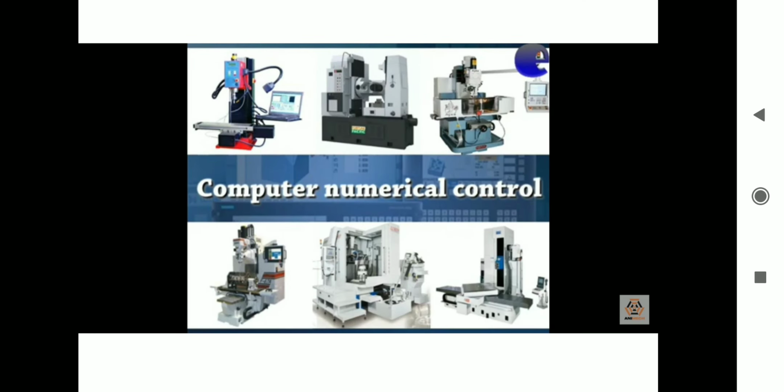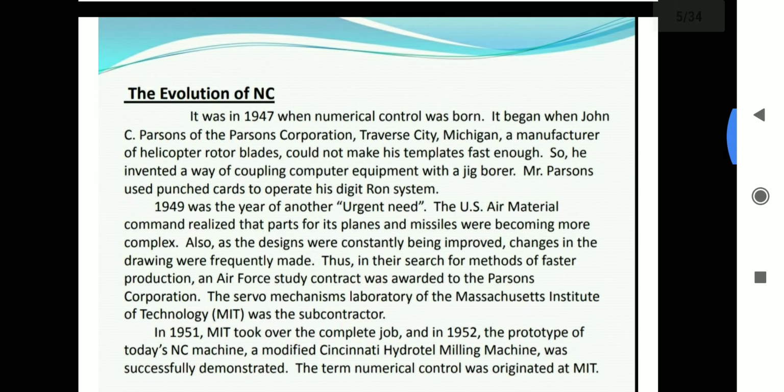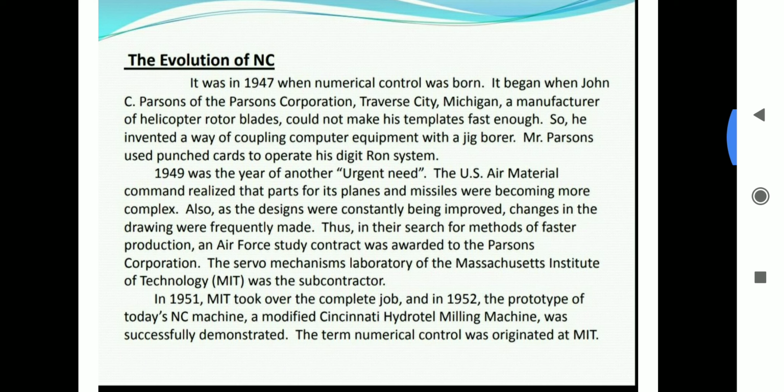In this picture we can see various machines which have been CNC controlled and numerically controlled, like lathe machine, drilling machine, milling machine, shaper, slotter, etc. So, firstly, the evolution of NC. What is meant by NC? NC means numerical control.